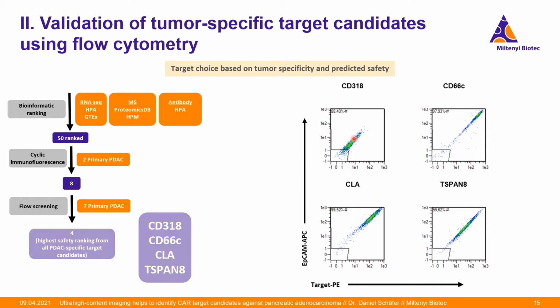It is also not by chance that I show these 4 target candidates here. It's CD318, CD66C, CLA, and T-span8. They are the top 4 target candidates from our screening, as they had the highest bioinformatical safety ranking. They have the highest specificity to the tumor cells, and this is why we took them for the further course of our project.